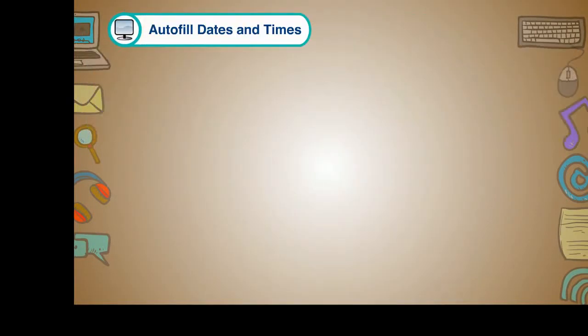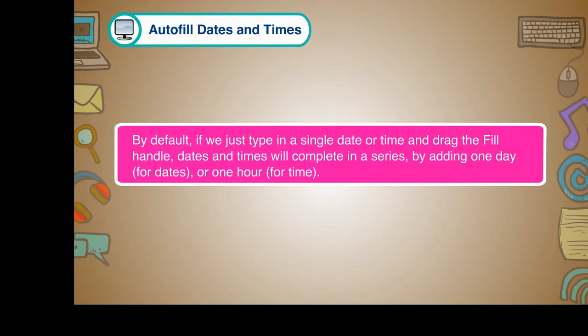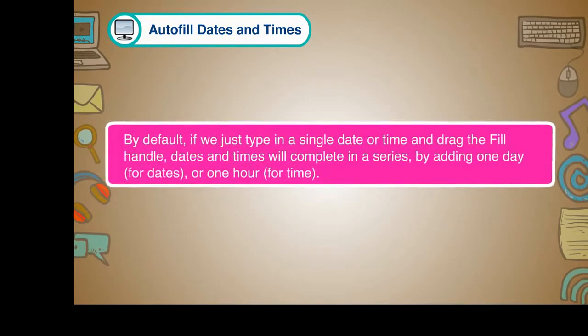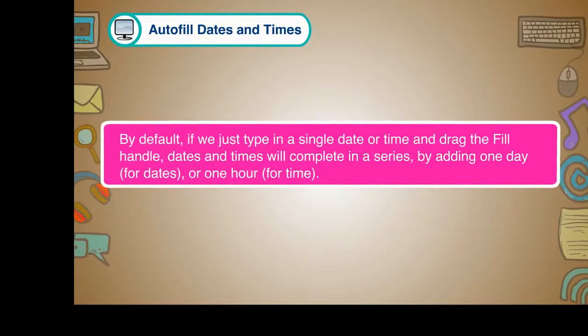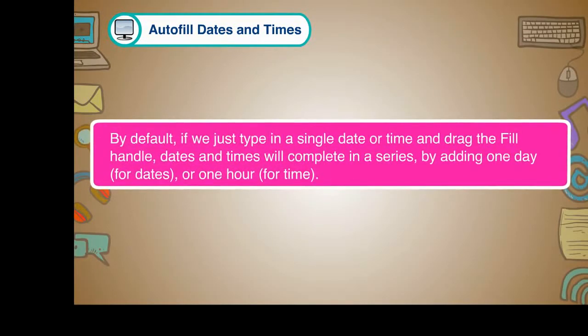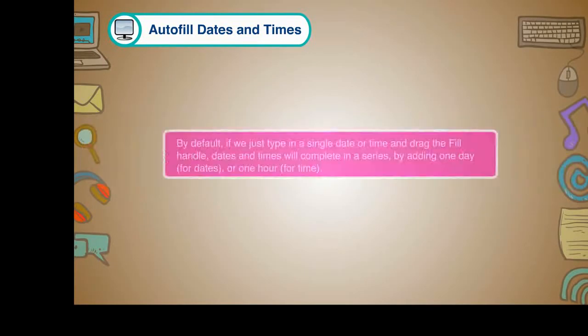Autofill dates and times. As dates and times are stored in Excel as numbers, these can also be used with the Autofill feature. By default, if we just type in a single date or time and drag the fill handle, dates and times will complete in a series by adding 1 day for dates or 1 hour for time.